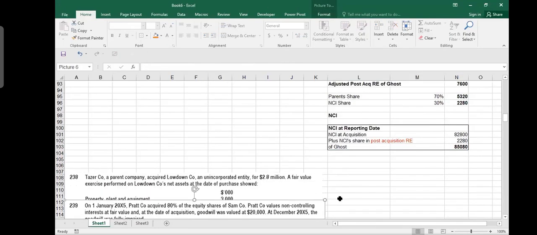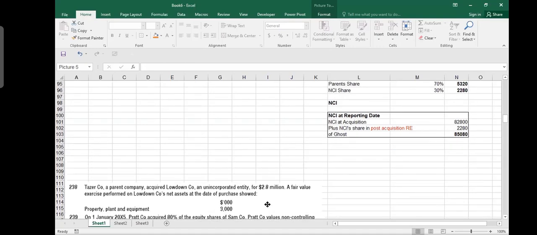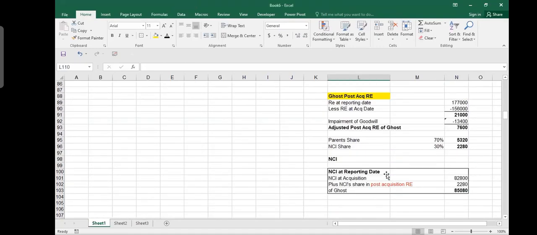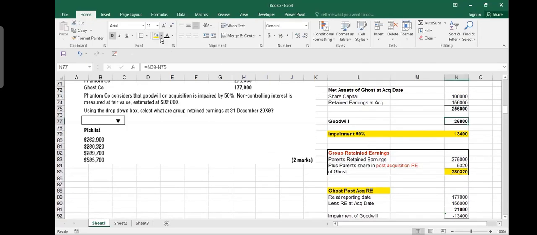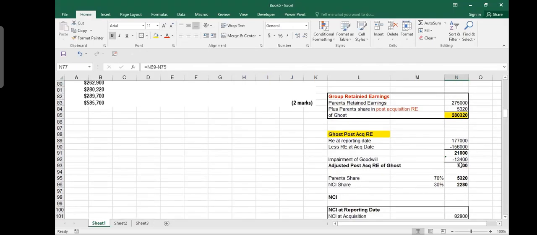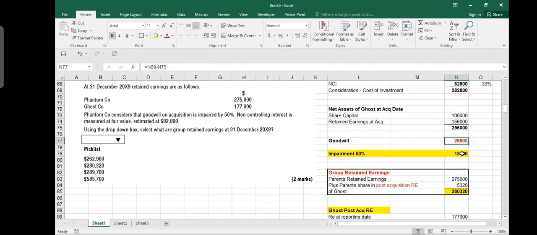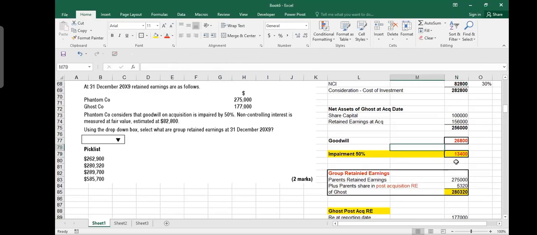Now let me further play with this question. I want to explain some concepts here. We will not do the question, but I will just throw the idea, and when we face the question, we will solve it. Now, one big question is that there is a goodwill of 26,800, and we also know that the impairment of goodwill is 13,400. So goodwill has lost value, and this is called impairment loss. This is a loss.